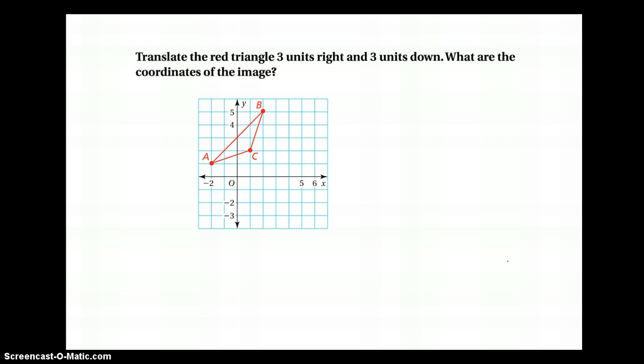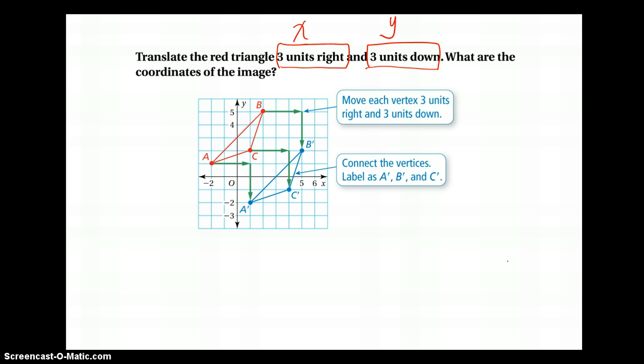So we're going to use some pictures and some numbers. Translate the red triangle 3 units right and 3 units down. So if we're going right, that means we're going to be moving on the x-axis. And since we're going up or down, we'll be moving on the y-axis. So we want to translate our figure 3 to the right and then 3 down.